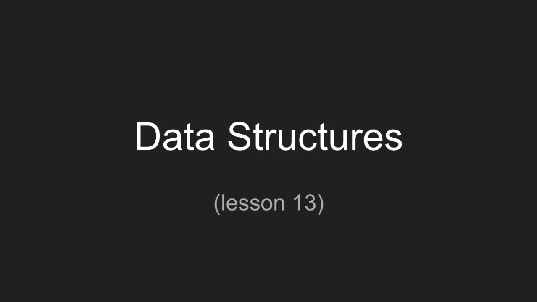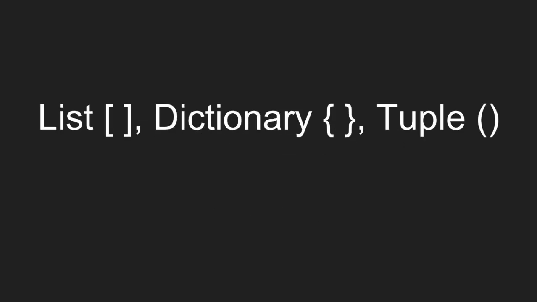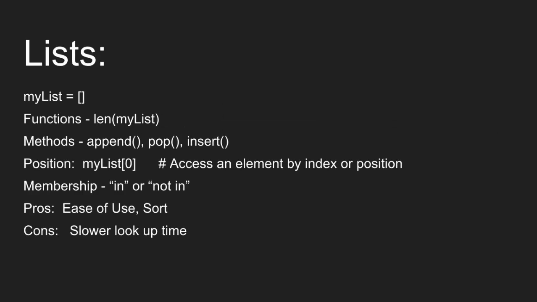Now, we've already learned one data structure. We learned about the list, but we're also going to learn about a couple of other data structures, the dictionary and the tuple. So let's look at the list, the dictionary, and the tuple. The list is initialized by these square brackets. We've already seen that. The dictionary has these curly brackets, and the tuple has these parentheses, and we'll learn more about that in the syntax.